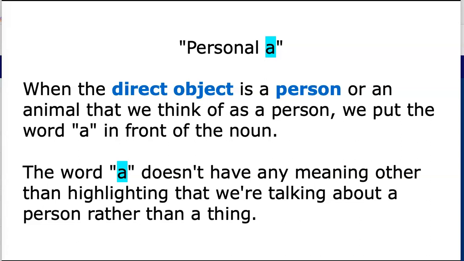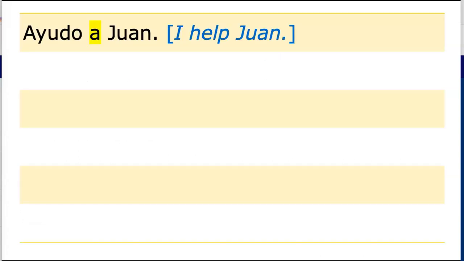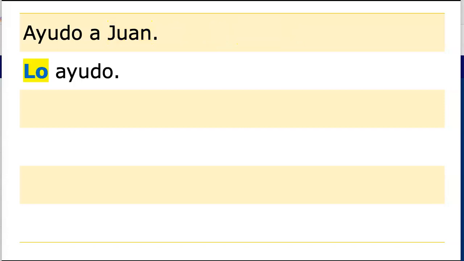Let's go back to our sentence. Ayudo a Juan. What does that mean? I help Juan. So what is my direct object? Juan. I'm going to replace Juan with a pronoun. And because he is singular and masculine, I'm going to use lo. Lo ayudo, which then means I help him.